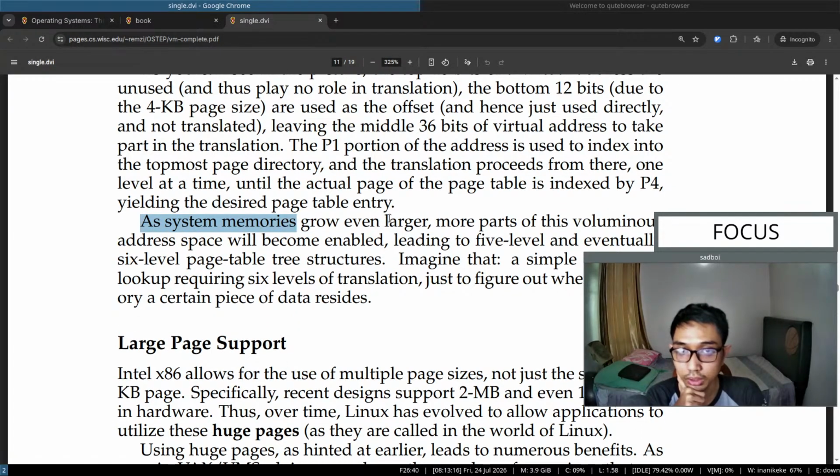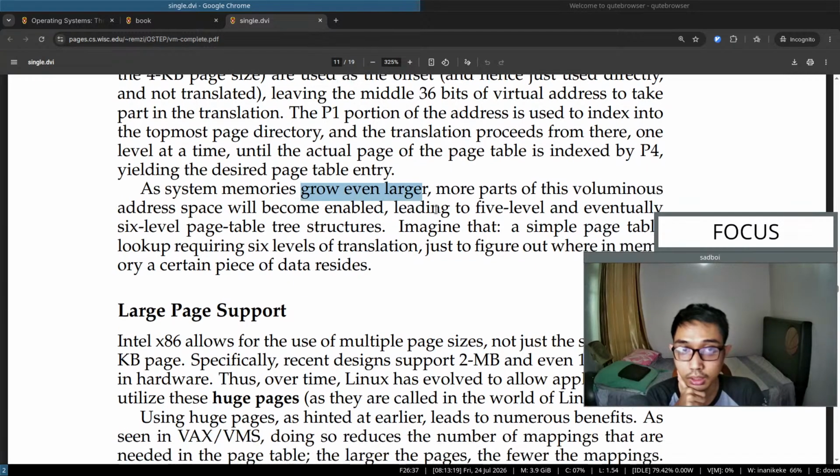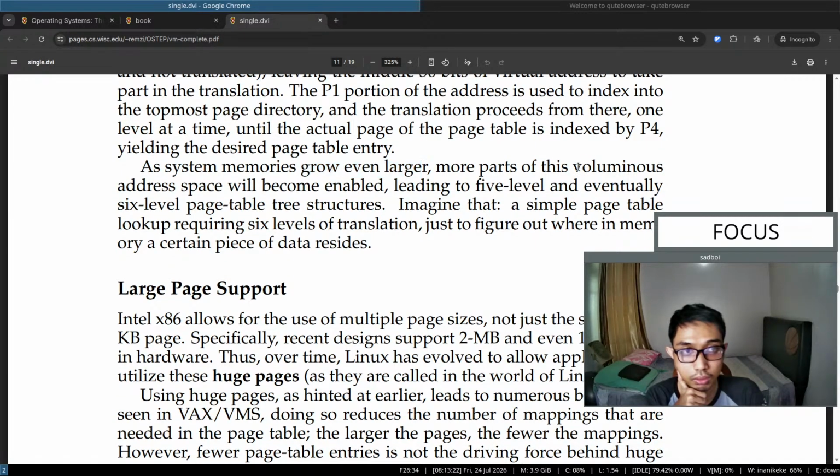As system memories grow even larger, more parts of this voluminous address space will become enabled, leading to 5-level and eventually 6-level page table tree structure.